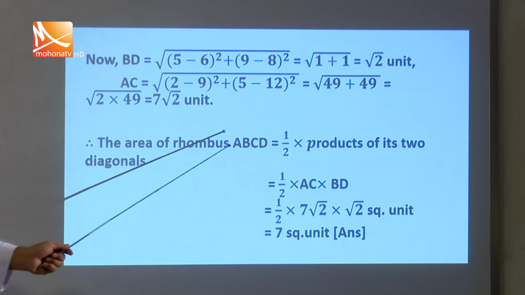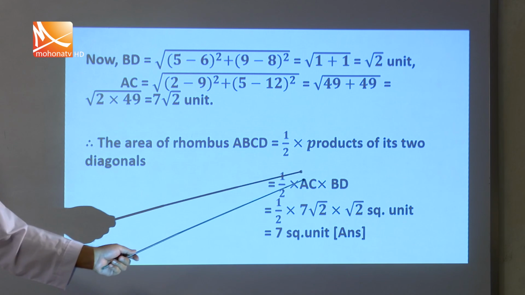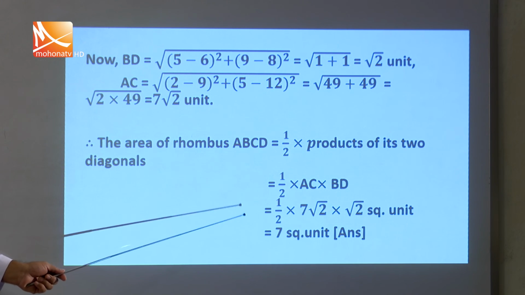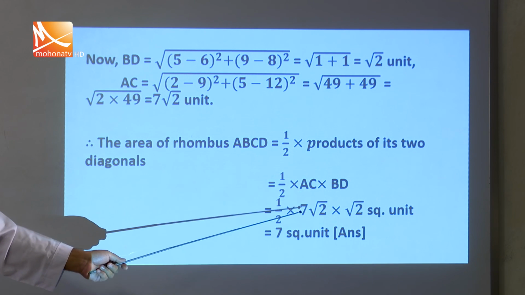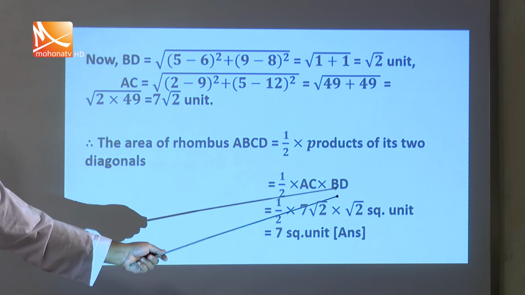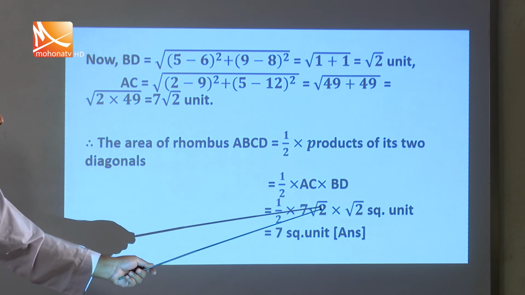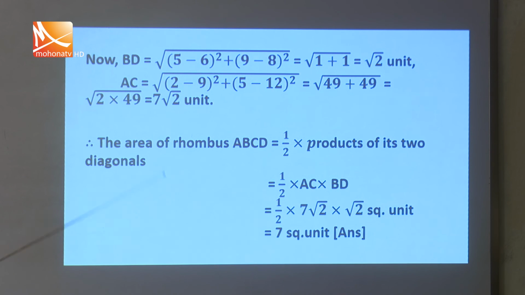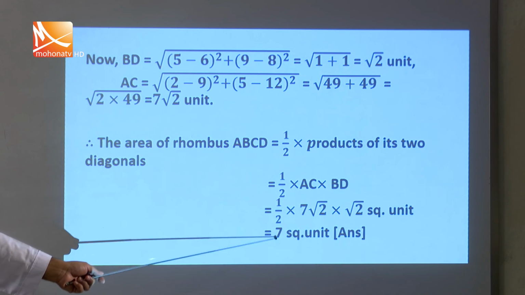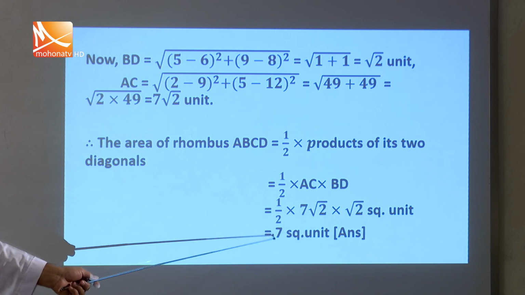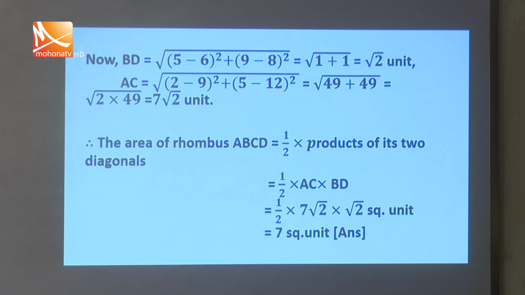The area of the rhombus ABCD equals half into AC into BD. We have already mentioned this. Half into the value of AC, which is 7 root 2, and the value of BD, which is root 2. This is square unit. So root 2 into root 2 is 2, so these 2 will vanish. Ultimately its result will be 7 square unit.